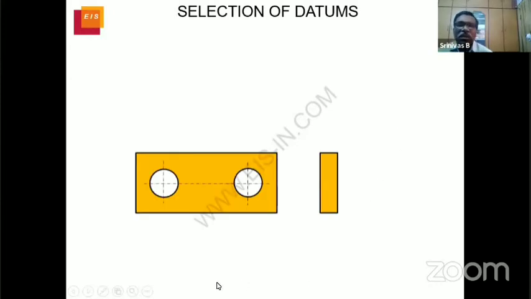So this is selection of datums. See, there is a small plate having 2 holes. What datums must you guess for this? The datums you must be guessing perhaps: primary datum is this surface. Secondary datum could be this or this. Tertiary datum could be this or this. Primary datum also could have been this surface or this surface. How have we decided the leaders here, the datums here? What is the procedure we followed?